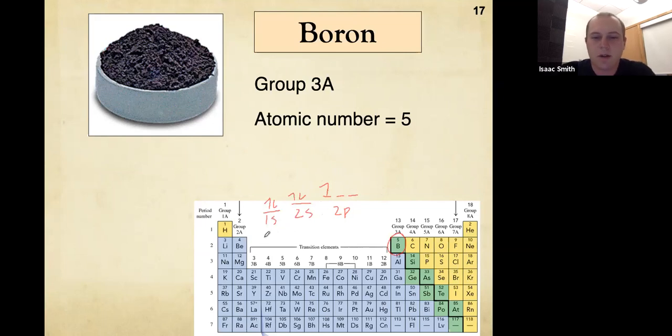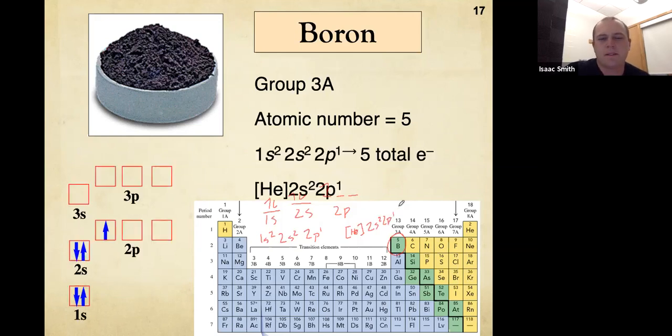You can also write it out as 1s2 to represent 2 electrons in the 1s orbital, 2s2 representing the 2 electrons in the 2s orbital, and then 2p1 to represent 1 electron in the 2p orbital. And then you could shorthand it even further with the noble gas shorthand. So you write helium to replace the 1s2, and then start with the 2s2, 2p1, okay? All right, showing that there.